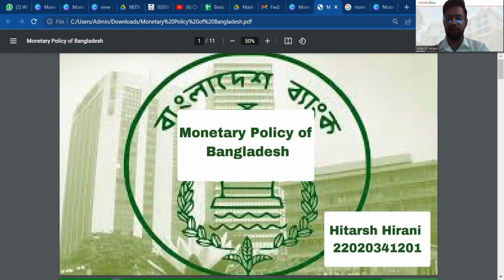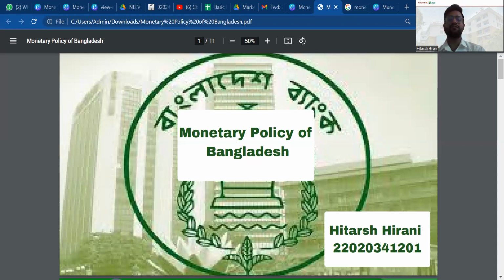First of all, we'll understand what is a monetary policy. Monetary policy is a crucial tool used by central banks to control the supply of money and credit in an economy to achieve macroeconomic objectives such as price stability, sustainable economic growth, and low unemployment. In Bangladesh, the monetary policy is formulated and implemented by the Bangladesh Bank, the central bank of the country.